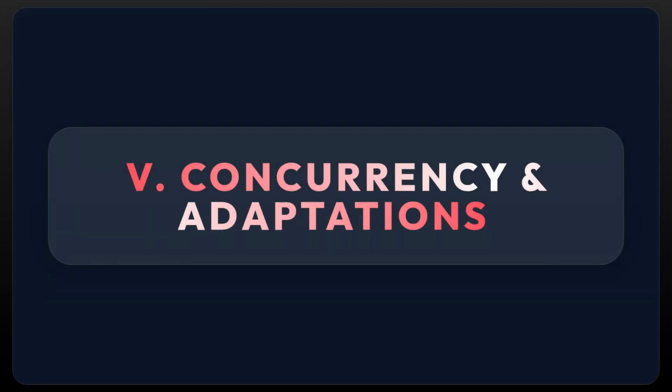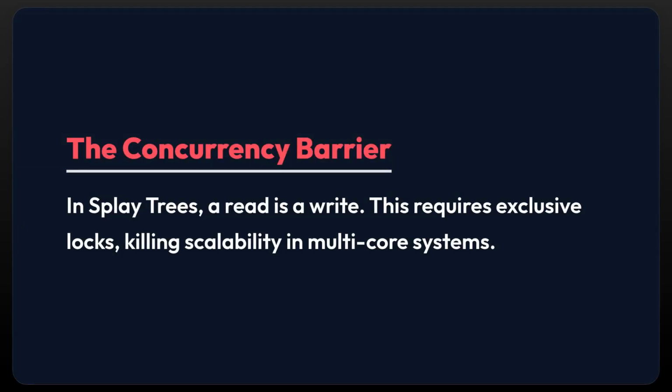Part 5. Concurrency and Modern Adaptations. The rise of multi-core processors presented a major challenge for splay trees. The fundamental problem is that in a splay tree, a read is actually a write operation because it modifies the tree structure. This requires exclusive locking, which serializes access. As CPU core counts increased, this global lock became a bottleneck, forcing systems to migrate to red-black trees.